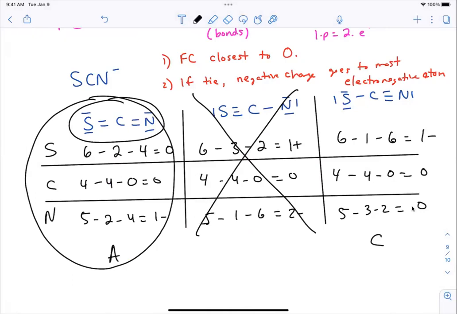Yes, Jada. So you see how there's a 1 minus on both structures, like A and C. But the 1 minus on the right one is on the S, and the 1 minus on the N is here. Correct. So N is more electronegative, so that gets the priority. Correct. N wins.